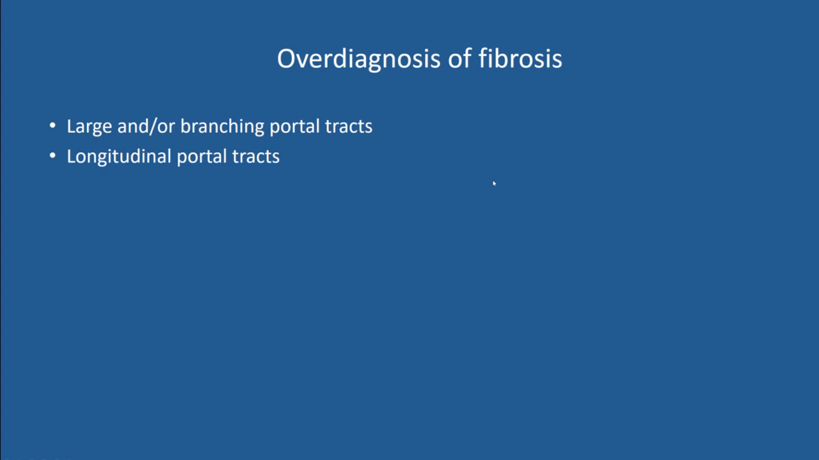Therefore, one has to avoid the overdiagnosis of fibrosis. Be mindful of the fact that you may have large and/or branching portal tracts in a liver biopsy. You might have portal tracts that have been cut longitudinally. Another trap for diagnosing fibrosis is subcapsular parenchyma.